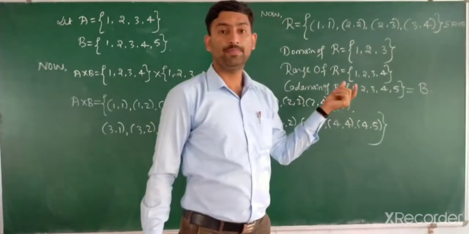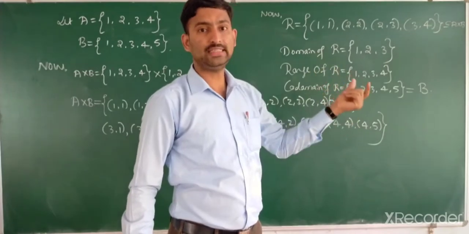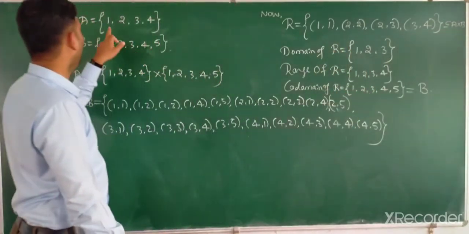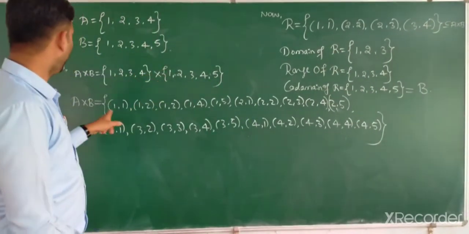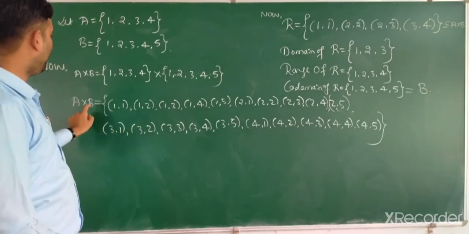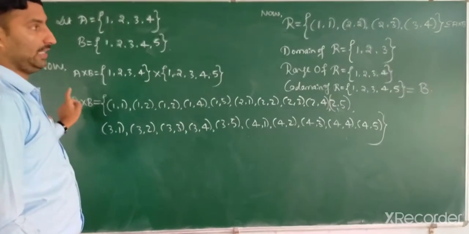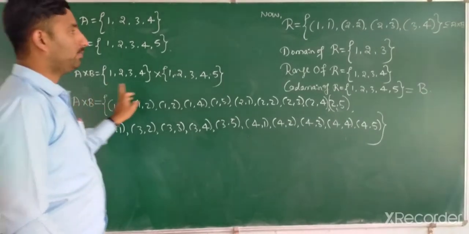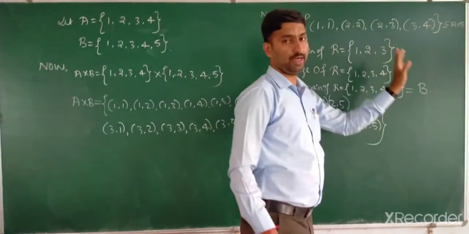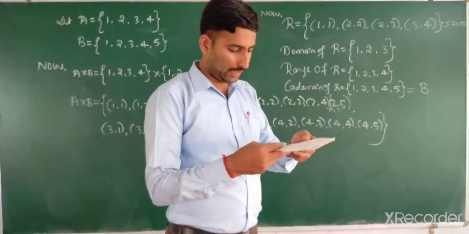Then what about the codomain? The codomain is the whole set capital B, the second set. Here, look at A cross B: B is the codomain set, and A is the domain set actually. But domain means the set of all first components in the given relation R.